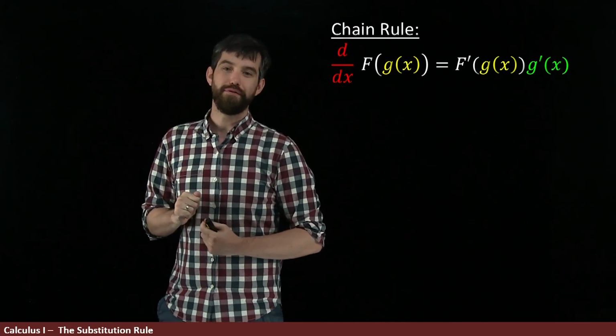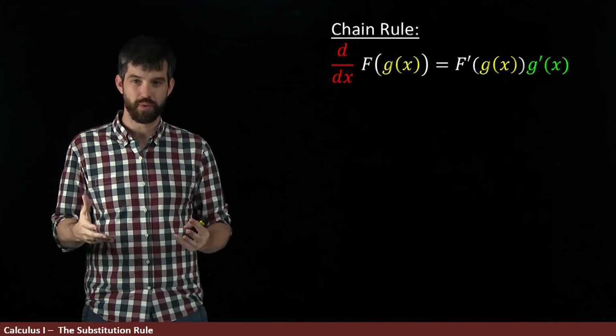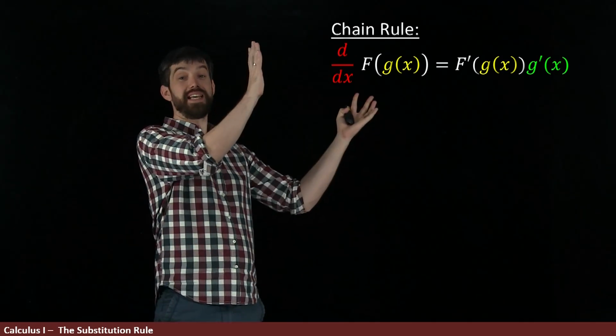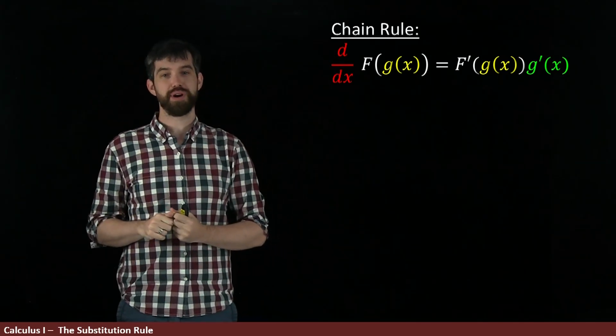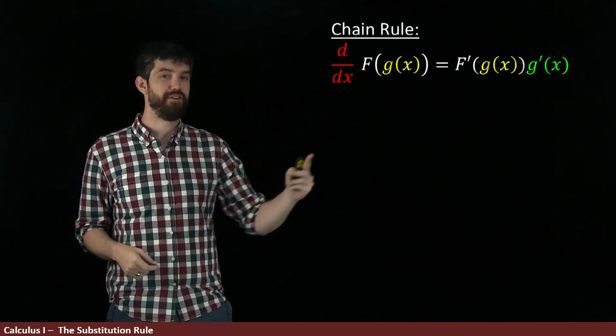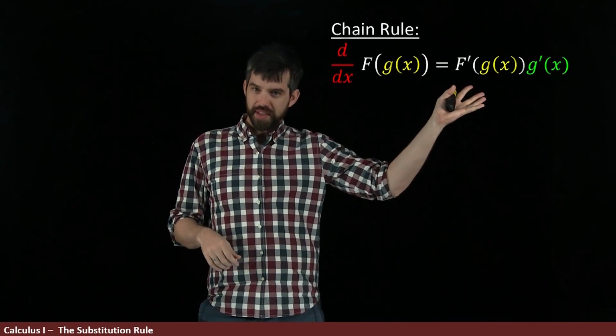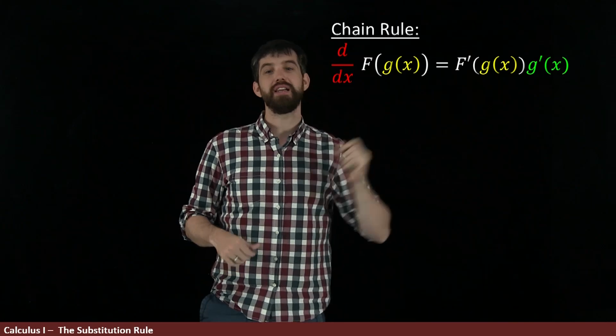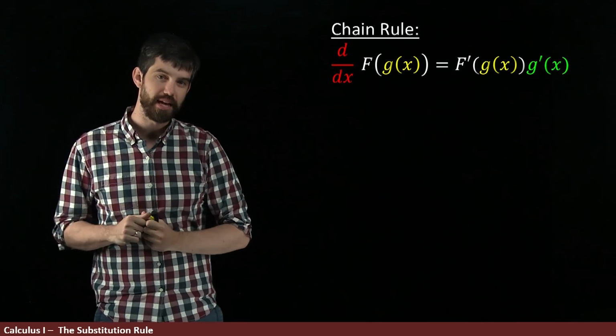Now, one rule from differentiation that we haven't dealt with yet in the integration context is the chain rule. So here I've put it up for you. It's the derivative of a composition, an outside function big F, a little function g, was the derivative of the outside at the inside, finally multiplied by the derivative of the inside.